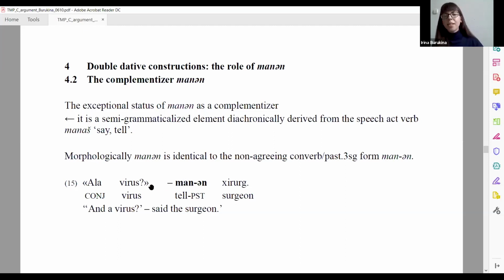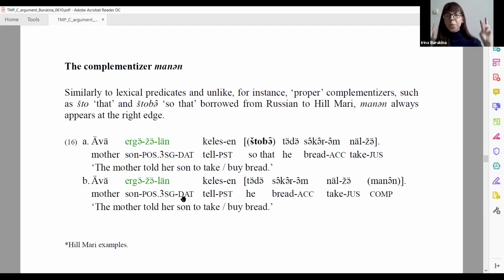The surgeon said, blah, blah, blah. And here manen is basically a lexical verb. So similarly to lexical predicates, and unlike proper complementizers borrowed into Hill Mari from Russian, manen, for example, still must appear at the right edge of the embedded clause. So it still exhibits some properties of this lexical predicate, right?